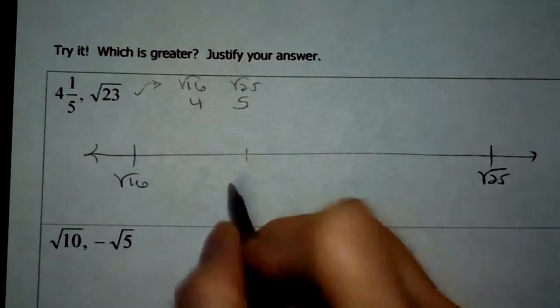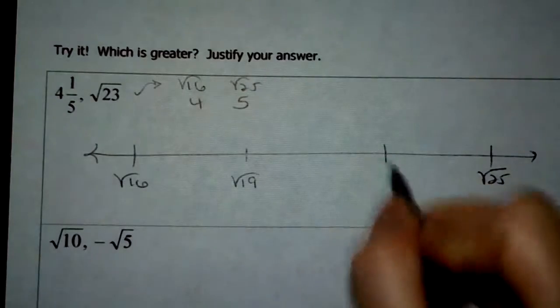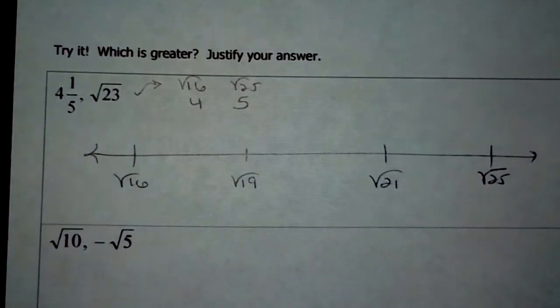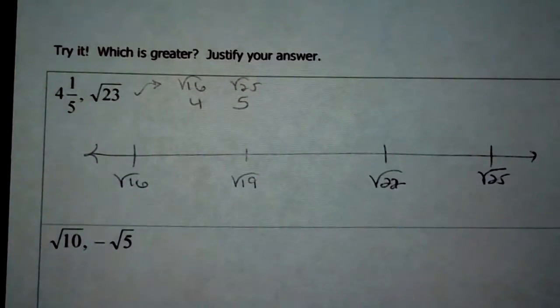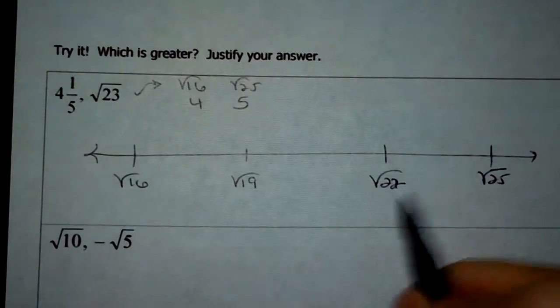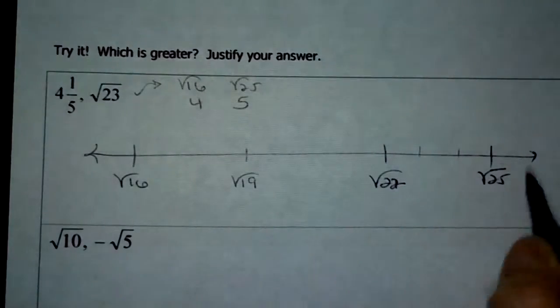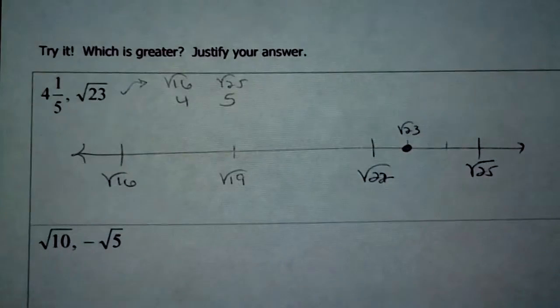Square root of 19, 16, 17, 18, 19, square root of 21, and then 22, 23, 24. Oh no, that didn't work, did it? Oh, because this should be a 22. All right, there, easy fix. So we've counted by threes, and the square root of 23, if this is 22 and this is 25, 23, 24, 25. So right here is our square root of 23.